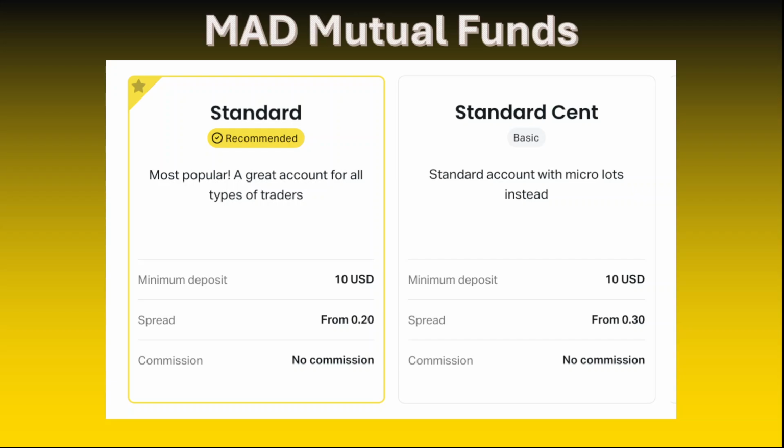So if you were to put in $100 in the standard account, it would be 100 USD. When you put 100 into the standard cent account, it would be 10,000 USC. C for cents, right? D for dollars. Spread is a little bigger, but at the same time, no commission. So it works out. Again, to do this, you need to pool resources.